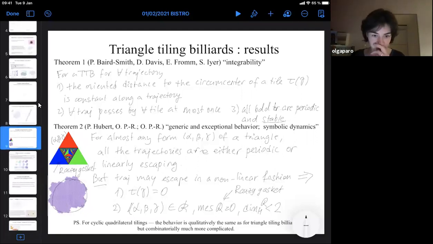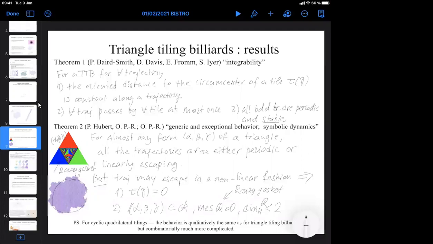As we will see in the future, for cyclic quadrilateral tilings, the behavior of theorem one is exactly the same. You just can rewrite it. The behavior of theorem two is qualitatively the same. So the first part is true. The trajectories will be either periodic or linearly escaping for almost any form of a tile. And there will be a set of zero measure of tiles for which you can expect a nonlinear escape. A question?